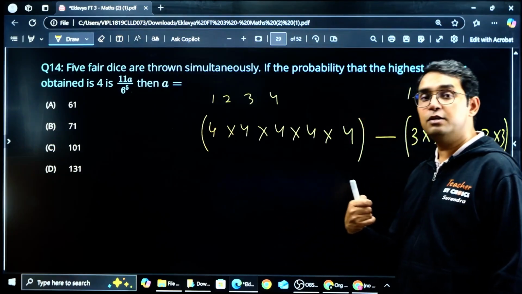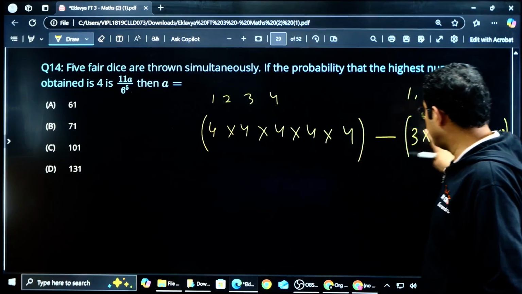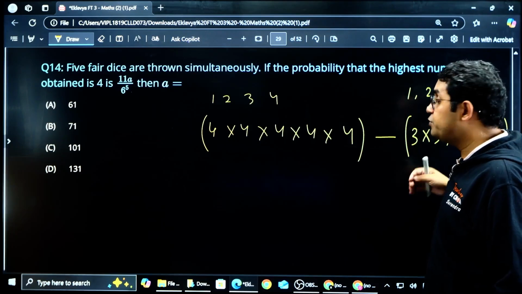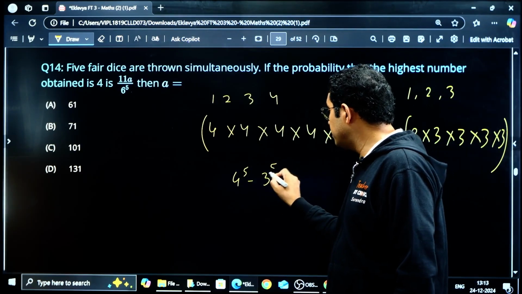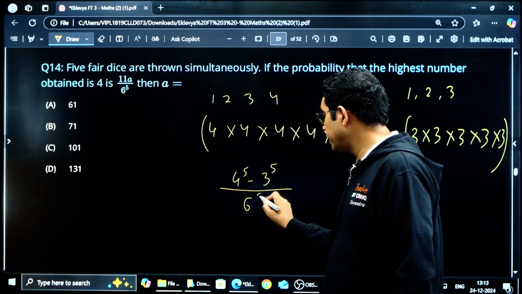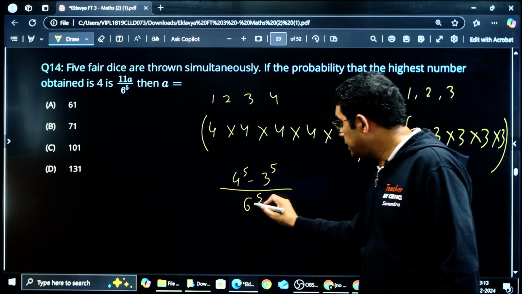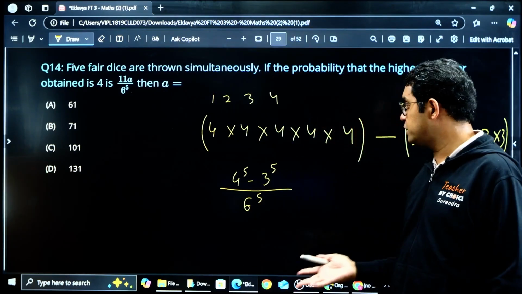And this was when all outcomes were from the first 4 outcomes. So we have subtracted precisely those outcomes which we do not want. So my probability will become (4 power 5 minus 3 power 5) divided by 6 power 5, because if that sample space is to be considered, it has to be 6 into 6, 5 times.